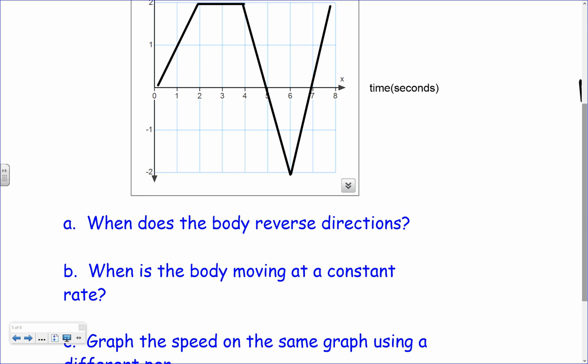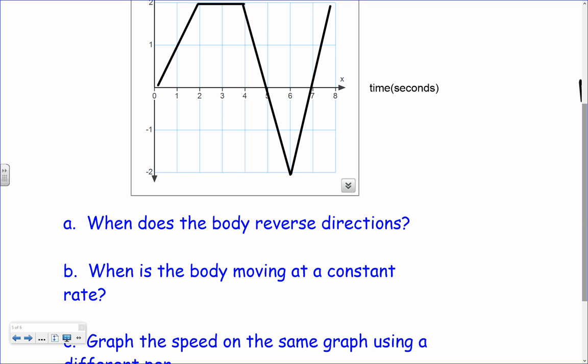So when does the body reverse direction? That is at t equals 5 and t equals 7 seconds. When is the body moving at a constant rate? We see that happening only from the interval between 2 and 4, in interval notation, 2 to 4 seconds. It's moving at a constant of 2, and then the units are feet per second, or in our activity it's feet per minute in our hiker activity.